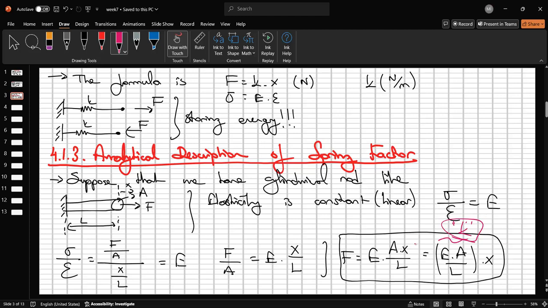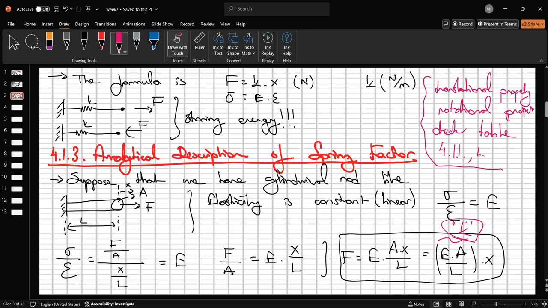This is the translational property. Also, rotational property is not different from this one. In the book, check the table 4.1.1, okay, and 4.1.2, okay. Please check it in the book, Palm book, okay.